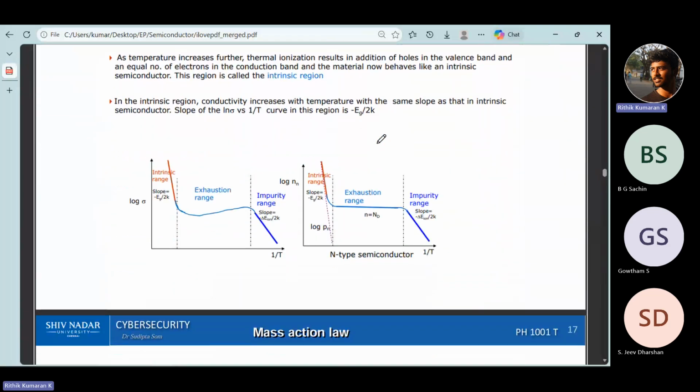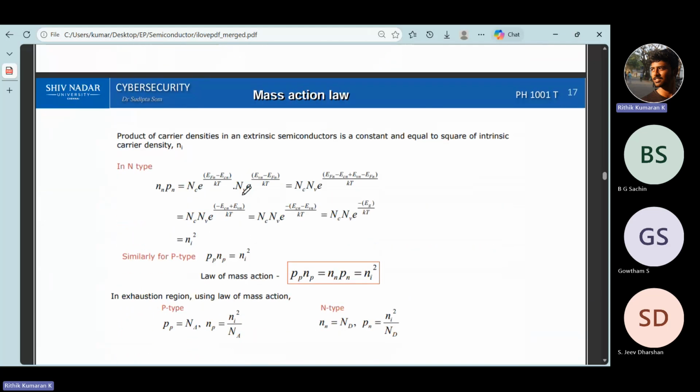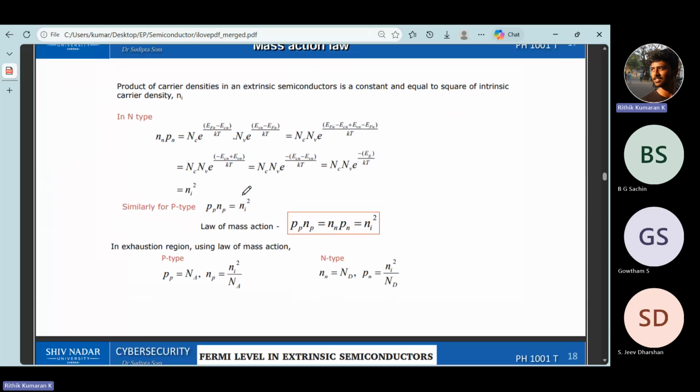Here we come to three things: intrinsic range, extrinsic range, impurity range. As you can see, it's 1 by T, so we have to move from right to left. In the impurity range, the impurities try to act. Then in the exhaustive range, as the temperature increases, even the electrons in the valence band try to contribute. And in the intrinsic range, with extreme heat, every hole has been contributed. Pretty much the same as N. If you study N itself, you can write it for P too. Study one better and just change the variables.